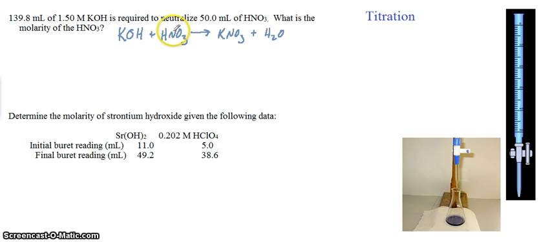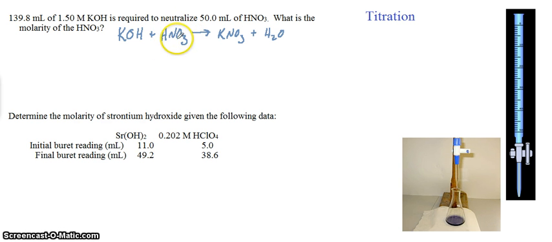Whichever my known one is, I can put that in, and add the unknown, or vice versa. Typically you add the known, and then add it until the pH goes to 7. At that point, I know I have as much of this as I do of this, and they cancel each other out.